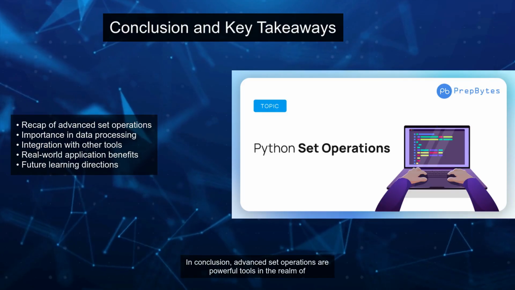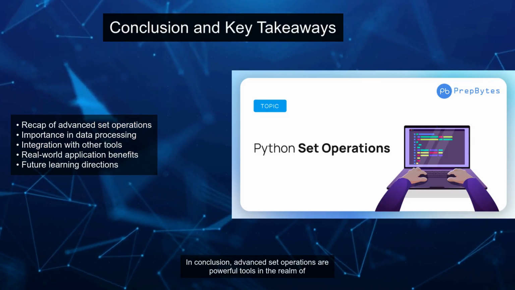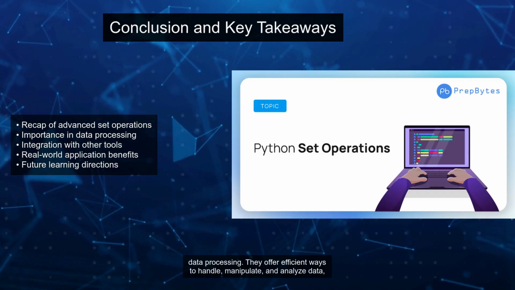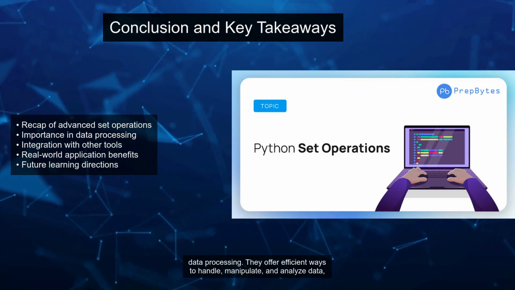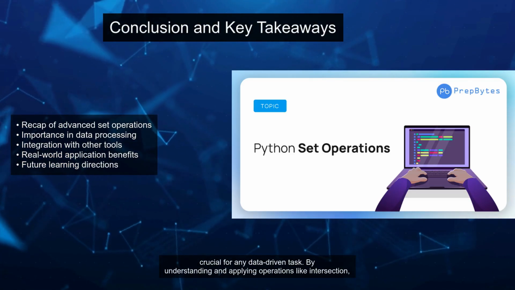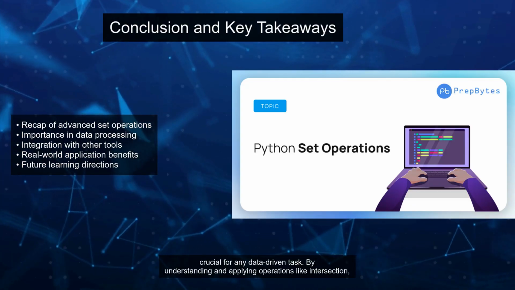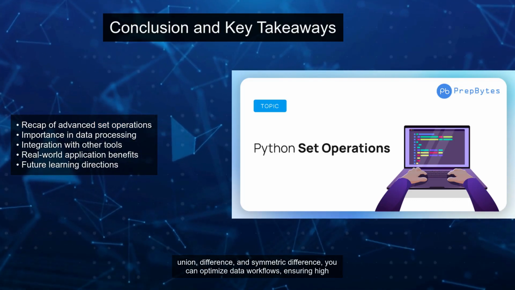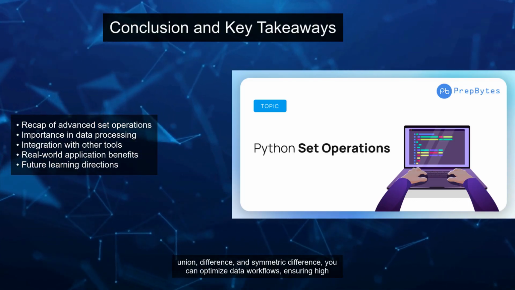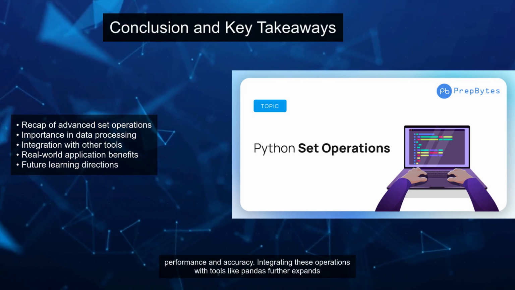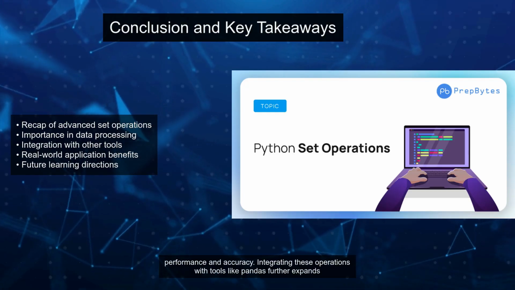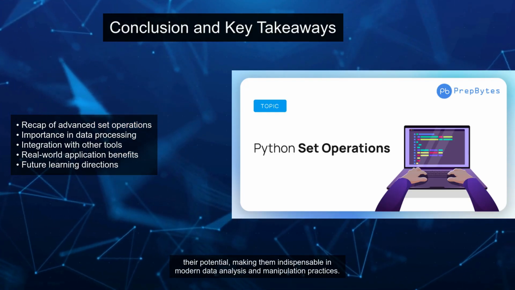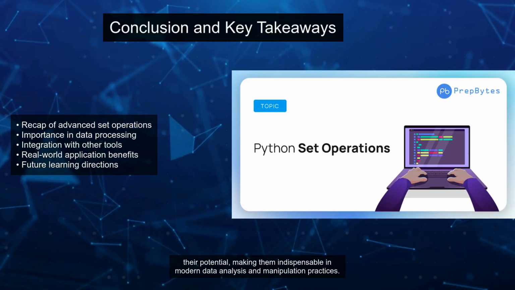In conclusion, advanced set operations are powerful tools in the realm of data processing. They offer efficient ways to handle, manipulate, and analyze data, crucial for any data-driven task. By understanding and applying operations like intersection, union, difference, and symmetric difference, you can optimize data workflows, ensuring high performance and accuracy. Integrating these operations with tools like Pandas further expands their potential, making them indispensable in modern data analysis and manipulation practices.